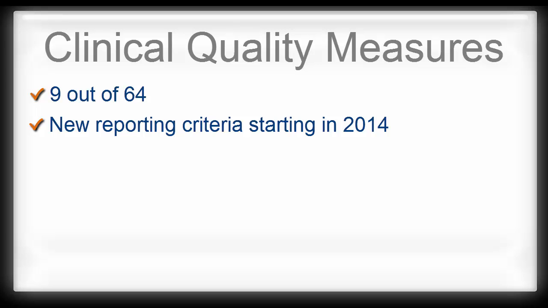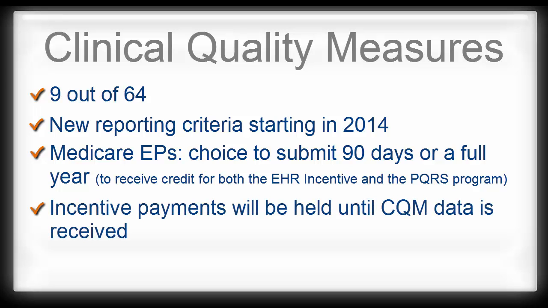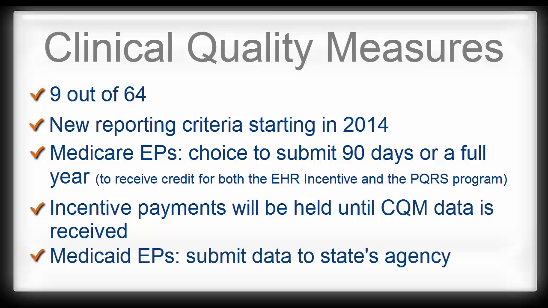Medicare EPs will have the option to either submit their 90 days of CQM data through the CMS registration and attestation system, or you can submit a full year of data using the QRDA format to receive credit for both the EHR incentive program and the PQRS program. Keep in mind, though, that you will not receive your incentive payment until your CQM data is submitted. Medicaid EPs will submit their CQM data to their state Medicaid agency.